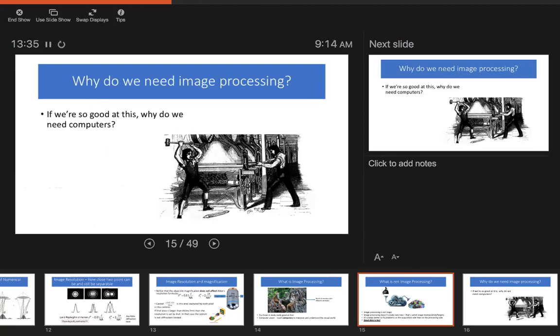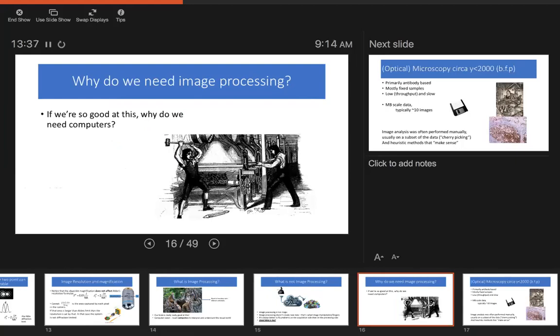So the next question is, why do we even need this? Because we just said that it's super easy for us to do it by eye, right? So what's the point? Maybe it's just better. These are Luddites, by the way. They broke machines in the 1800s. And so you can say, why do we need computers to do this, right? We can just do it ourselves. And so let's talk about kind of the history of optical microscopy.